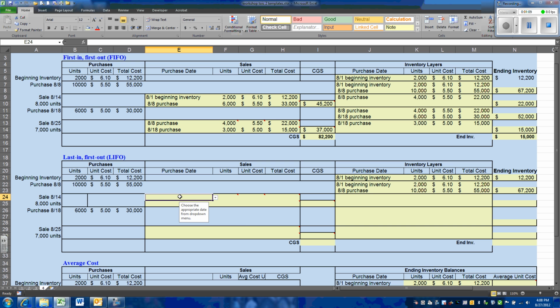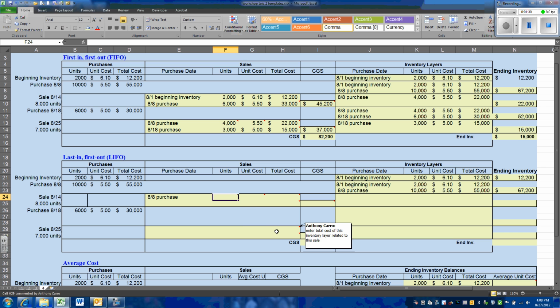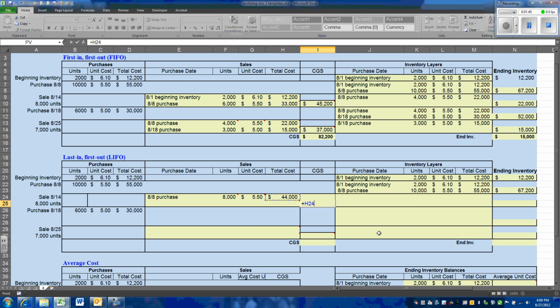The difference will come with our sales, when we have a sale of some of our merchandise. Under the LIFO method, we're going to assume that all 8,000 units that were sold on August 14th came from the last layer of inventory. That is, all 8,000 came out of the 10,000 unit purchase we made on August 8th. So the August 8th purchase only will be used for the valuation. All 8,000 units will be valued using that purchase. So the cost of goods sold will be calculated at $44,000.